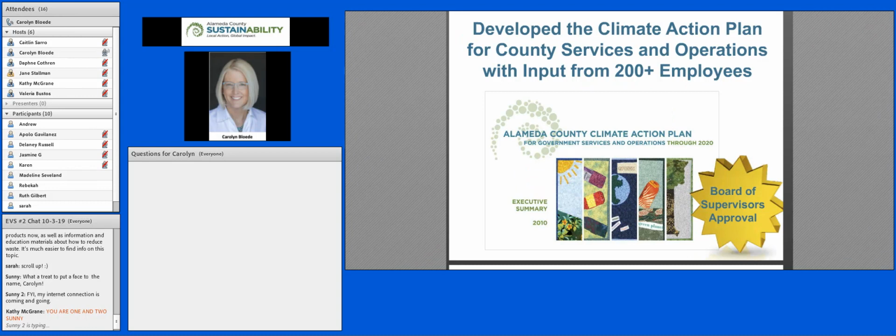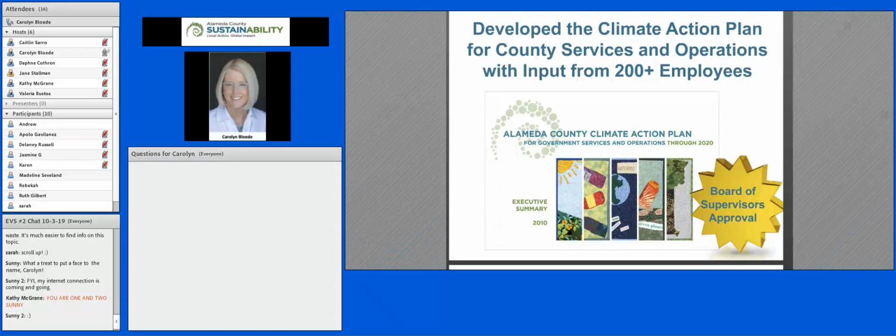So we developed the climate action plan just for county services and operations, and we did this with broad participation. We talked with over 200 employees to get their input on actions we could take. We also wanted broad thinking from across our 20 agencies so we could craft the best plan for everyone. And we also wanted to really build buy-in for the implementation by engaging everyone right out of the gate. Our board adopted the plan in 2010.